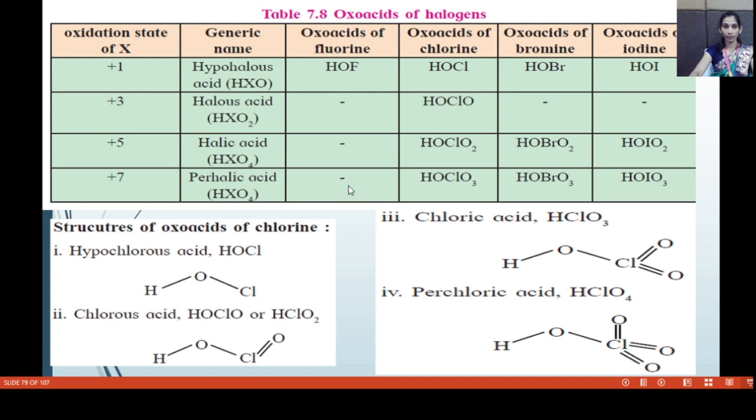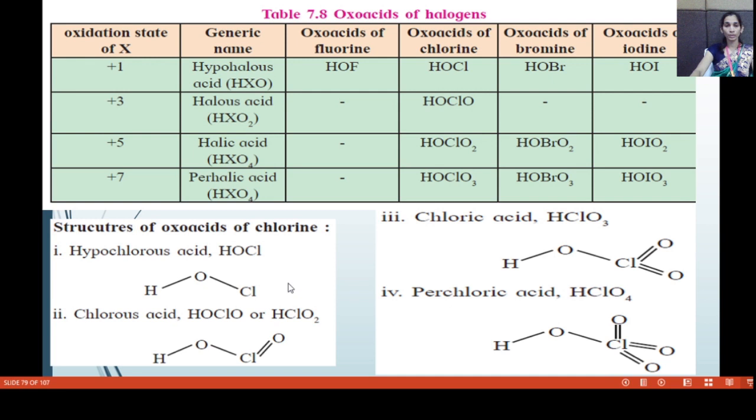The oxidation state as well as the names of these oxyacids of halogens are given here. The oxidation state goes on increasing, that means +1, +3, +5, +7 for the perhalic acids. In this whole table we understand the different generic names as well as the oxyacids of fluorine, chlorine, bromine and iodine.